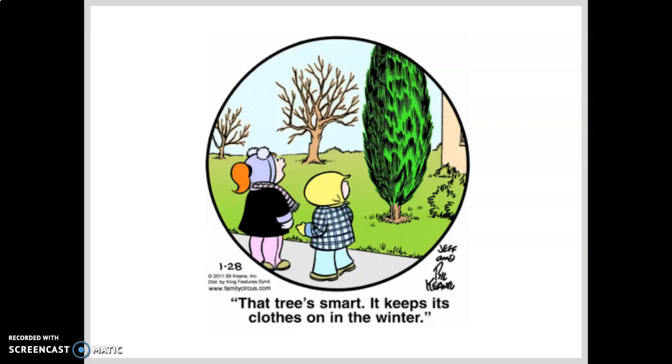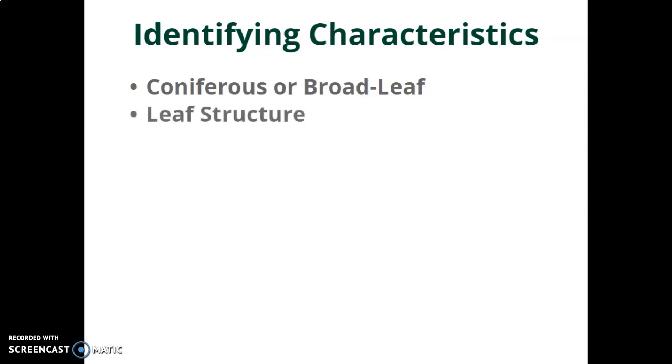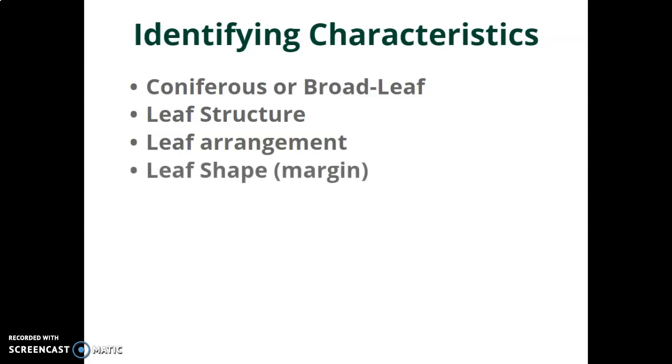So in recognizing the differences between types of trees in our ecosystem, there's different characteristics that we can use to identify these trees based on their leaves. So we could have coniferous or broadleaf trees. We could be looking at the leaf structure. We can be looking at the arrangement of the leaves on the stem, the shape of the leaf, on the outside edges of the leaf, which could give us a good idea of what type of leaf that is.